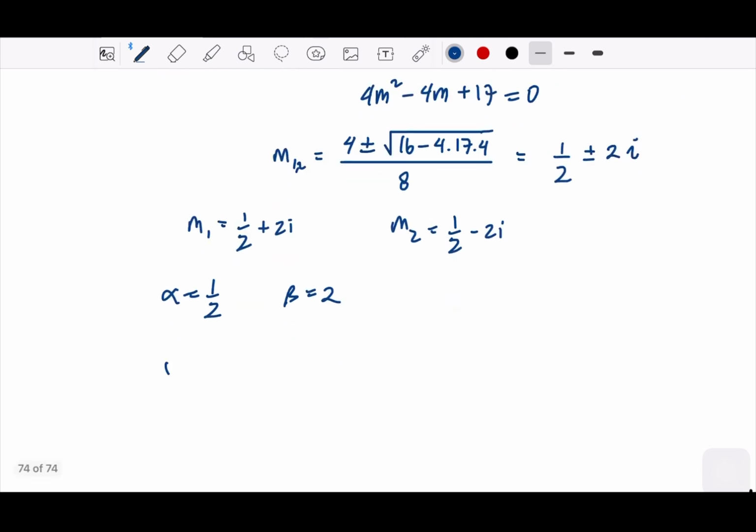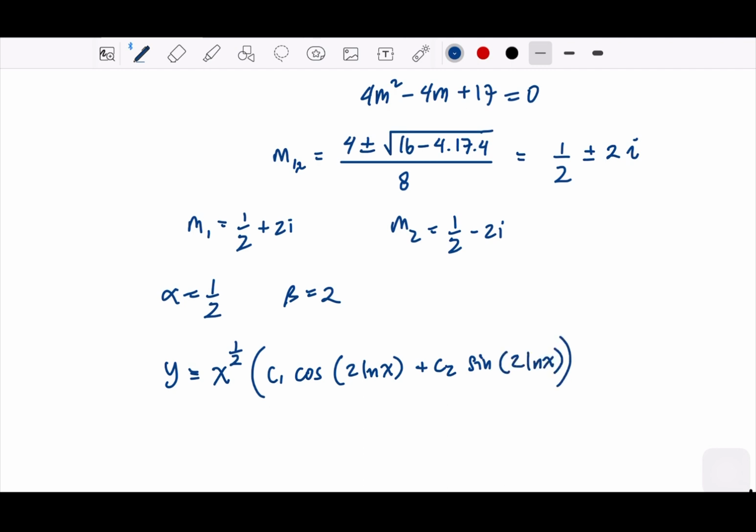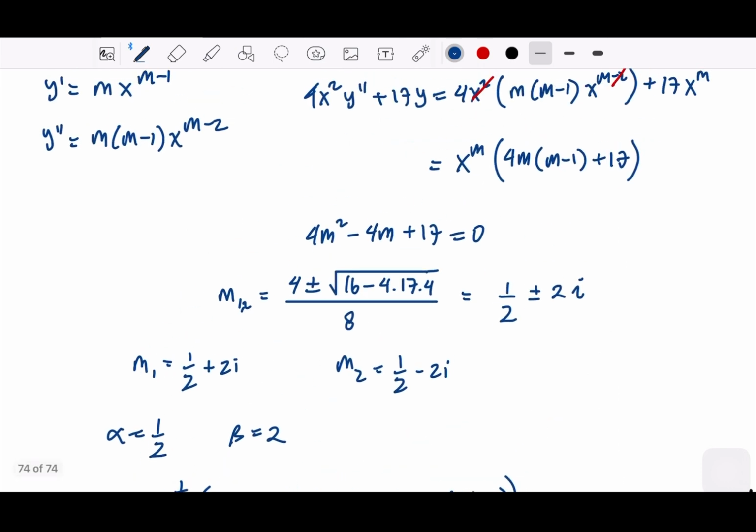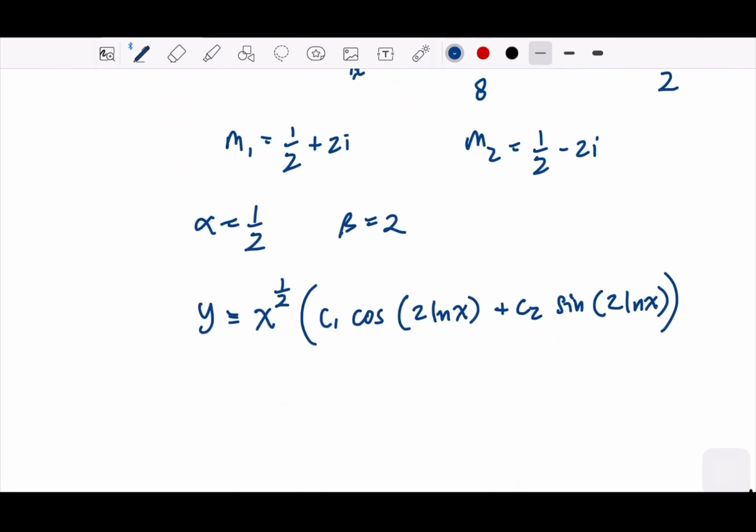We could take the general solutions. So y is x with power of alpha, and then c1 cosine 2 ln x plus c2 sine 2 ln x. Now take the initial conditions. So y at x equal 1 is negative 1.